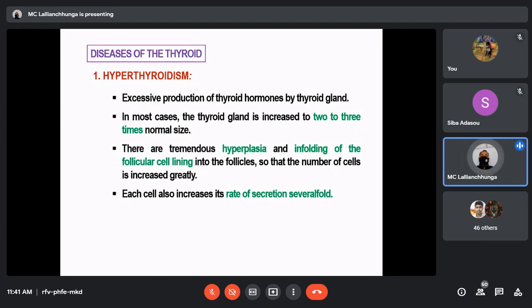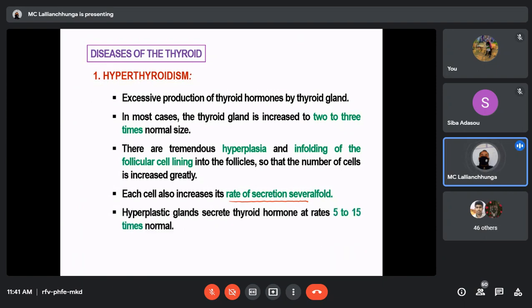So here we can see two conditions. Number one is more synthesis of the thyroid hormones, and there is also an increase in its secretion. Hyperplastic glands secrete thyroid hormones at a rate 5 to 10 times normal. In a condition of hyperthyroidism, the secretory rate is very high, that means it may range from 5 to 10 times normal.